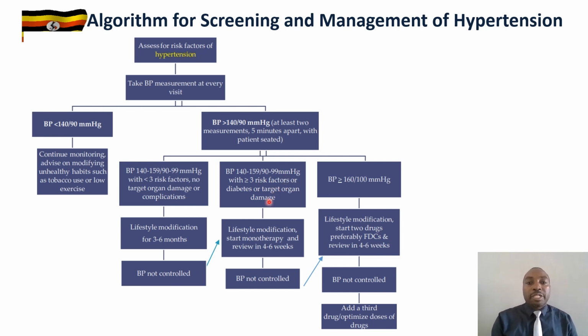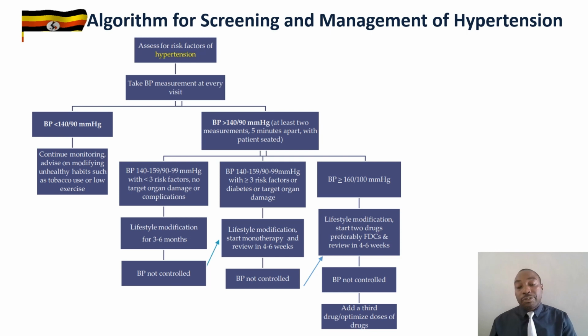However, there are some blood pressure readings. If somebody has 140 to 159 systolic, 90 to 99 diastolic, with more than 3 risk factors, straight away we introduce lifestyle modifications plus monotherapy, and then we continue monitoring. If it's still uncontrolled, we do dual therapy. We add another drug. There are now 2 drugs, preferably a fixed dose combination.